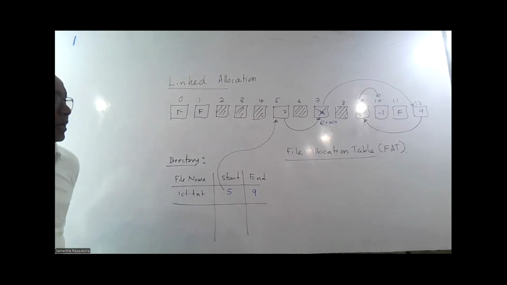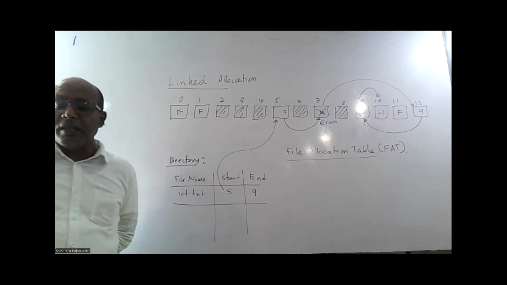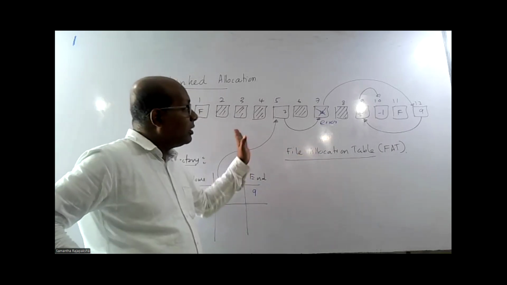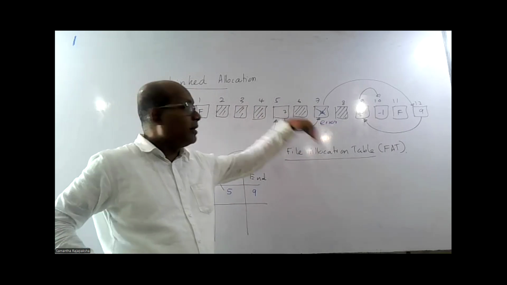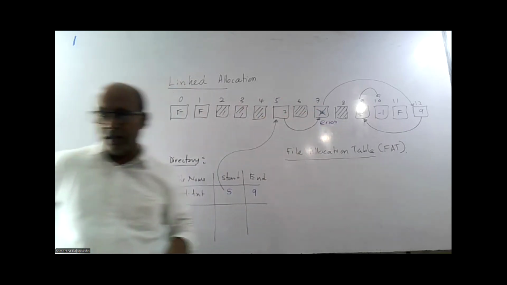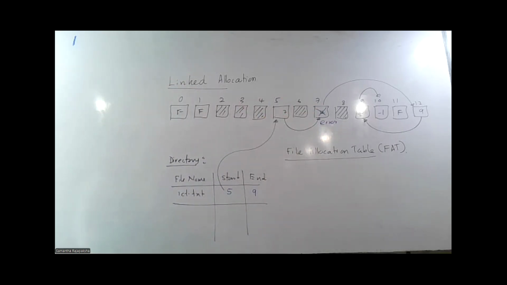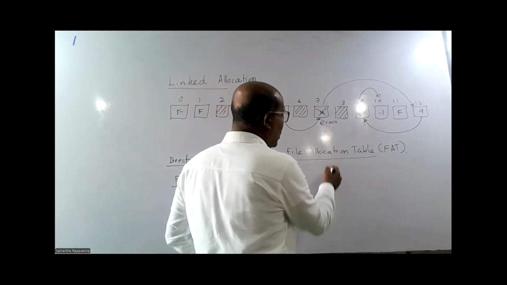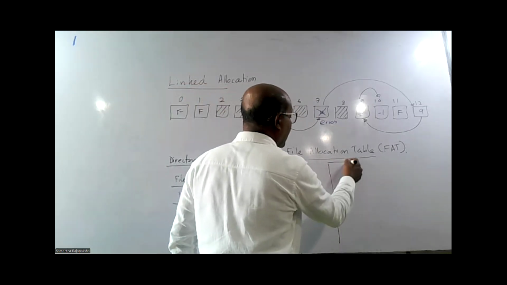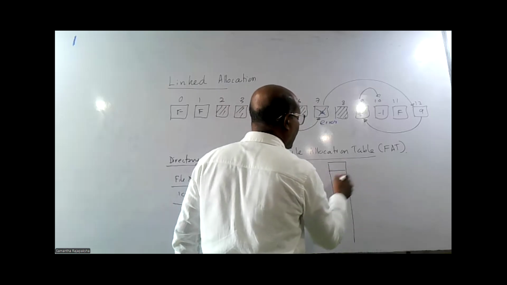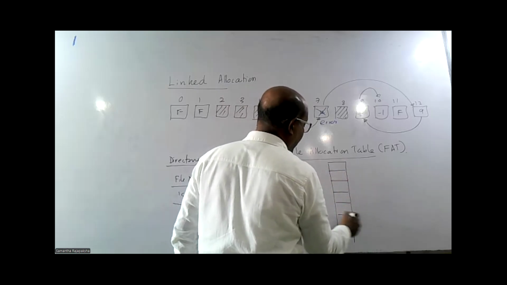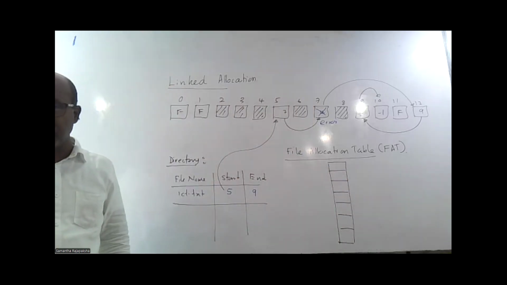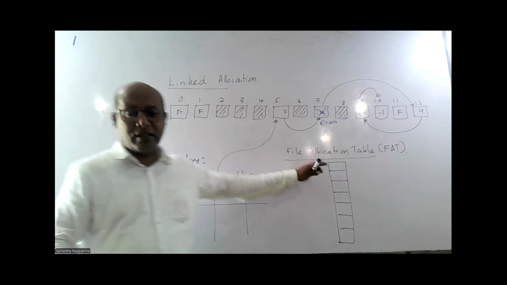They create this table and store this table in memory. This table contains all the addresses that are necessary to access this file. It's very simple. This is very important. In past papers, there are many cases on the FAT, file allocation table.